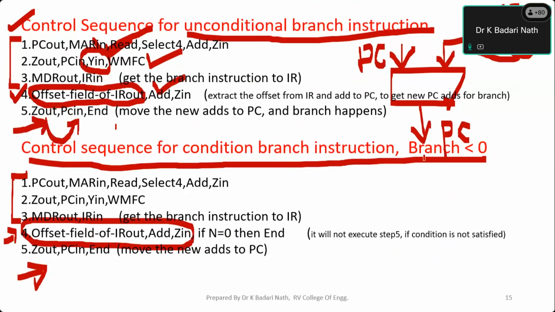Now what is the condition we are seeing? Branch less than 0. That means whenever it's less than 0, the answer is negative. When the answer is negative, the N flag is 1. So N equal to 1 means less than 0, and I have to execute the fifth step. If N is equal to 0, the condition is not satisfied, and I have to stop at this point itself. That means the fifth is optional here, depending upon the flag value. If the flag is not satisfied, it stops at this place itself. You can just look at that: there are two ends. It may stop here or it may stop here. So that is the meaning of a branch instruction with a condition, and a branch instruction without a condition.